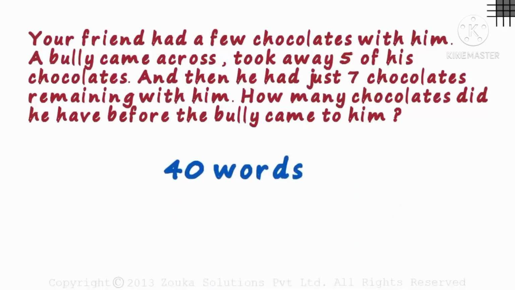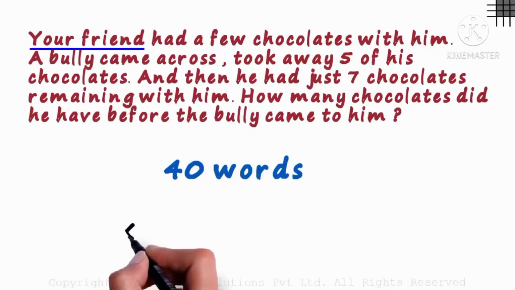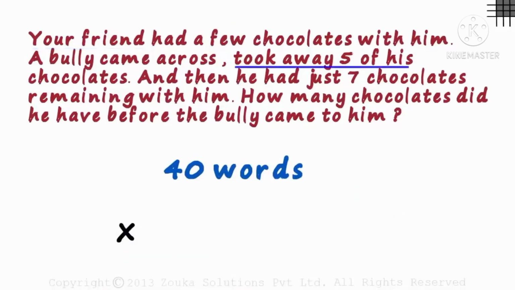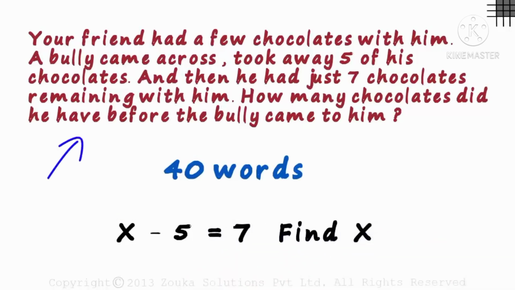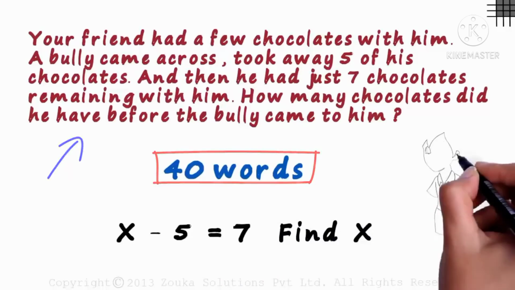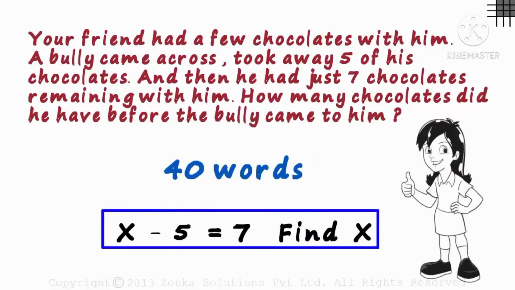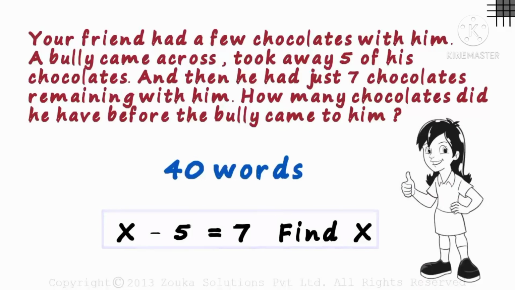Let's see if we can shorten the question a bit. Assume your friend had X chocolates with him. The bully took away 5 of his chocolates. So we subtract 5 from X. And after all this, your friend was left with 7 chocolates. This entire thing will then equal 7. Now all we have to do is find X. This entire question of 40 words can be written like this. So yes, algebra makes life simple.